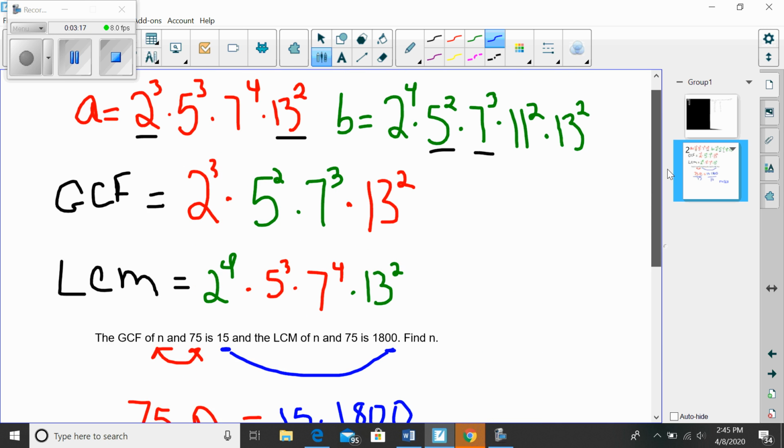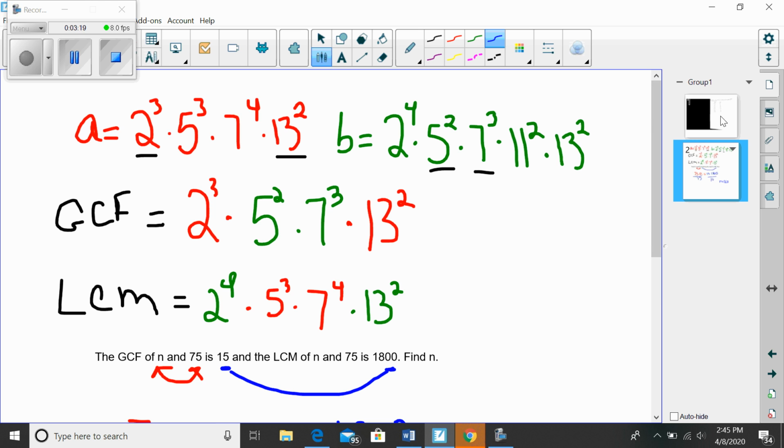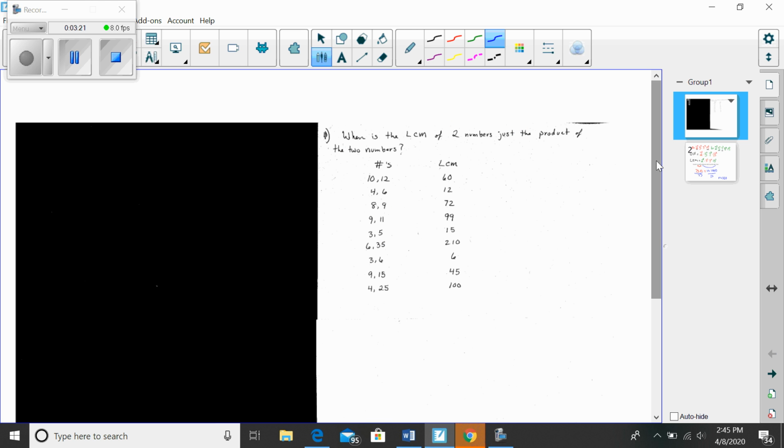So anyway, something else that I posted for you, I posted this document that says think about these. All right, because what I want you to notice is that sometimes the LCM of two numbers is just the product of the two numbers. Okay, but other times not.